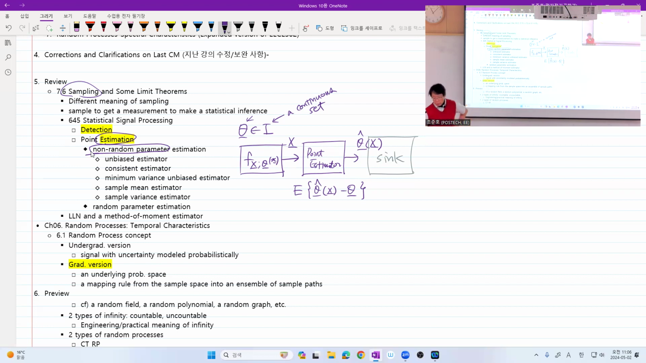So if you write it, for example, using some multidimensional integration over R^n, then what do you have? You have the estimate minus the true value, times the density of x, but that density is parameterized by theta. So what is this? This is a function of theta, okay?